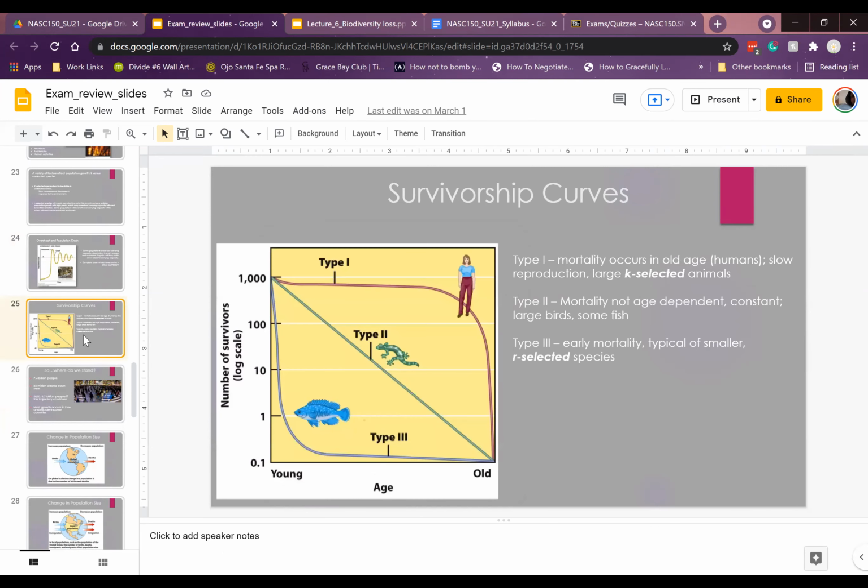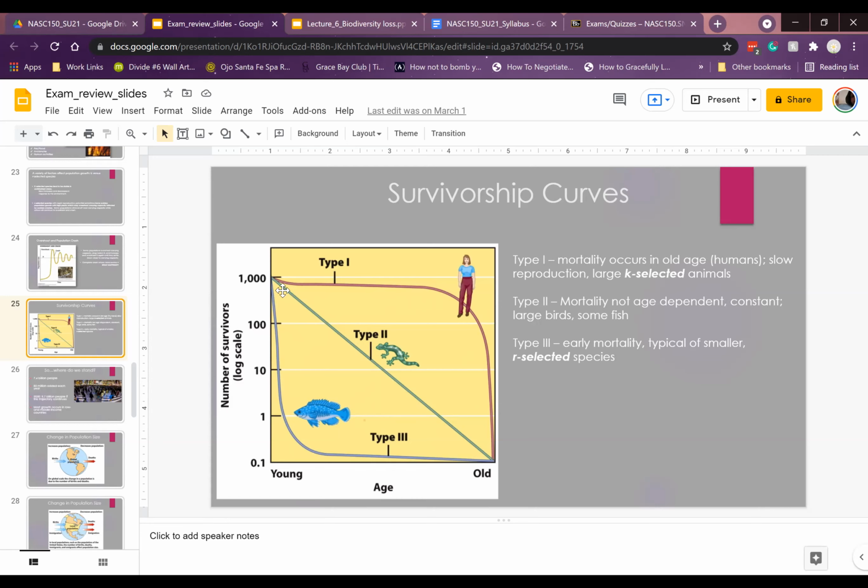Then we discussed, and you guys also created your own survivorship curves for your cemetery data, where we have 3 distinct types of survivorship curves. And remember, what matters for these curves is how to read them, right? I don't care that you know that type 1 is for R-selected or K-selected species, right? I just want to know that you can read them. That's what's most important for these curves.